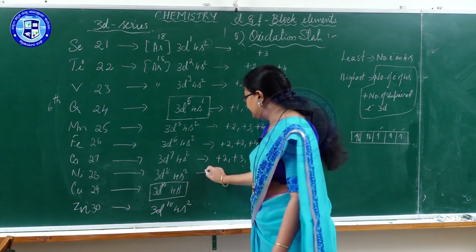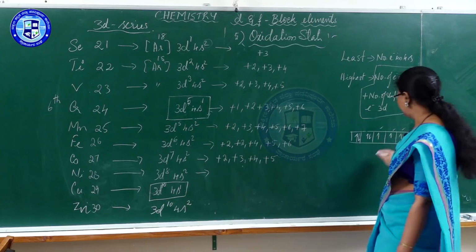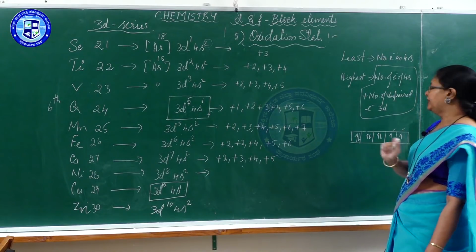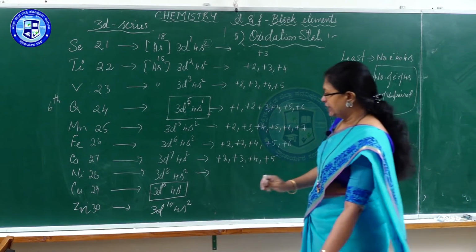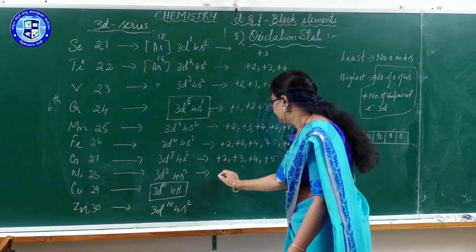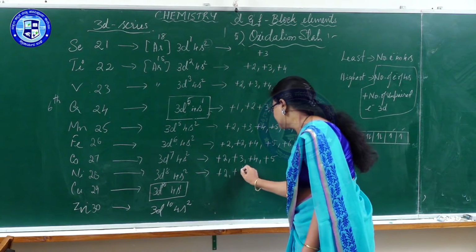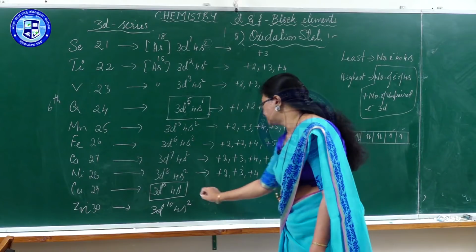Same as in nickel, d8. d8 will add 1 more electron here. Unpaired remaining are only 2. Hence 2 + 2 makes 4, that is +2, +3 and +4.